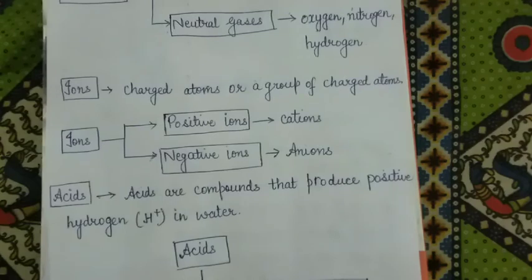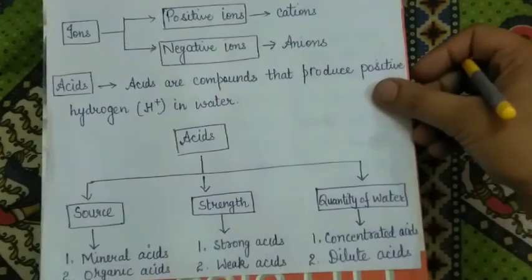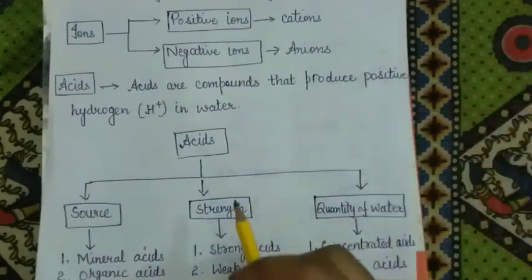Next we have to start with acids. What are acids? First we can say that acids are sour in taste. Second, acids are compounds that produce positive hydrogen ions in water. That means H positive. Here H positive means hydrogen ions.